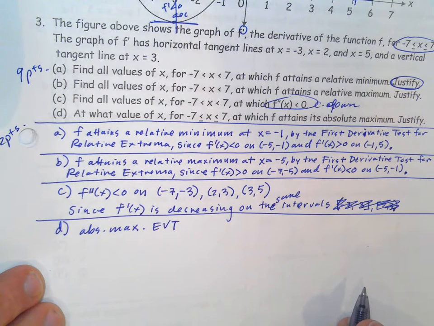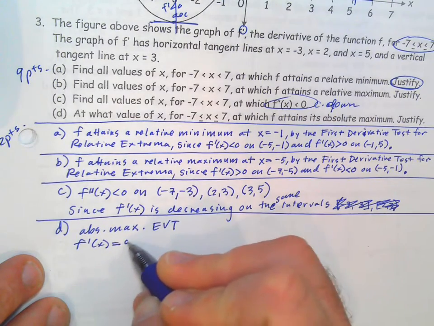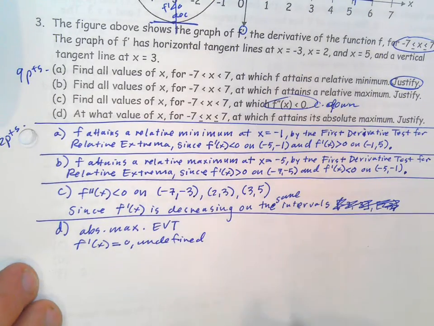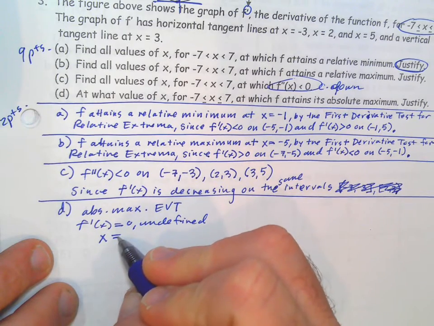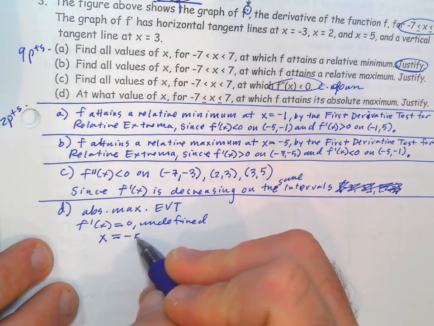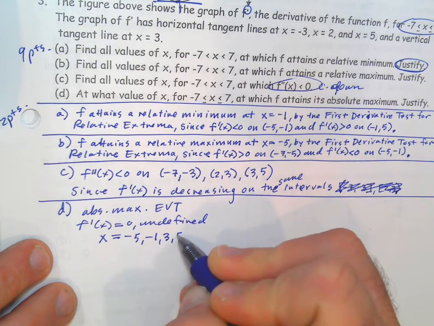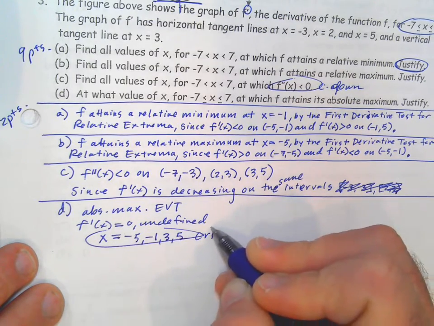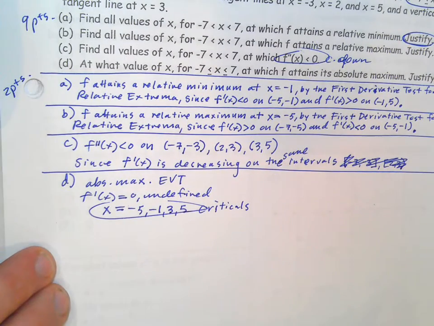Especially to justify it. First thing you want to look for is where f prime of x equals 0 or is undefined, because those are going to be critical points. I would write this down in your work, okay? That could get you points, and if you don't have it, it could cost you points. They want to know that you know what you're talking about. So -5, -1, 3, and 5 are all the critical points, and this is where they come from. You want to explain at least the calculus part of it.